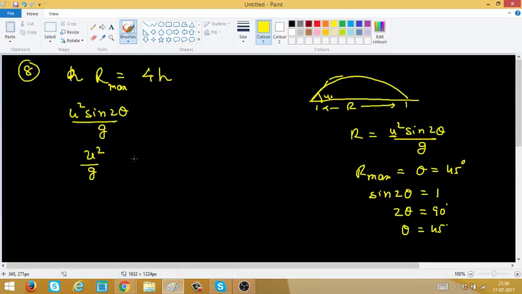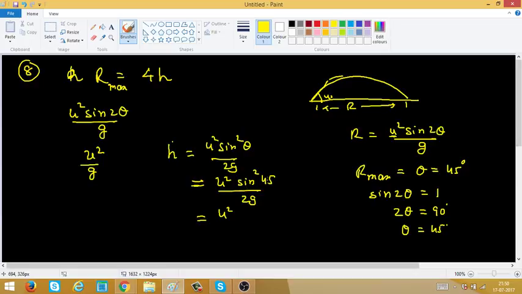Now, what would be the maximum height? We know that h is equal to u square sine square theta by 2g. Now theta is 45 degrees, so I'll get u square sine square 45 degrees by 2g. So this will give me what? U square, sine 45 is 1 by root 2, and its square will be 1 upon 2, so I'll get 2g into 2. So u square by 4g. So this is the value of h, u square by 4g.